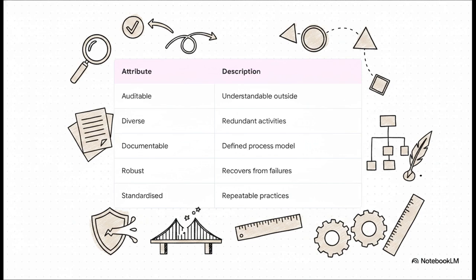Second, diverse. A dependable process includes redundant and diverse verification activities. It never relies on just one single way of checking things. Third is documentable. It has a defined process model that continuously churns out records and evidence. Fourth, robust. The process can actually recover from the failures of individual activities without the whole project collapsing. And finally, standardized. It follows consistent, repeatable industry practices. And hey, please note that South African English spelling there with an S, standardized. These 5 attributes right here are the absolute pillars of process dependability.